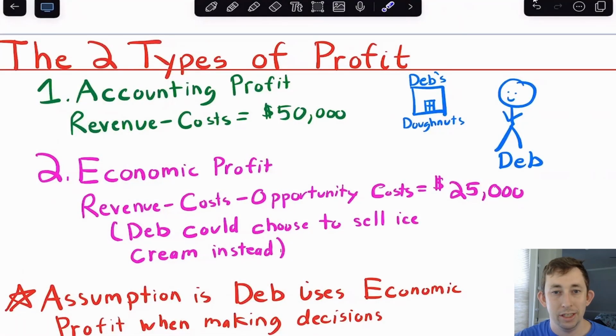Like I said, the first thing is the two types of profit. I think this is relatively straightforward, but again, if I go too fast, leave a comment below and I'll try to add an extra explanation. But let's see if this quick example helps you understand what I'm talking about. So there are two types of profit.